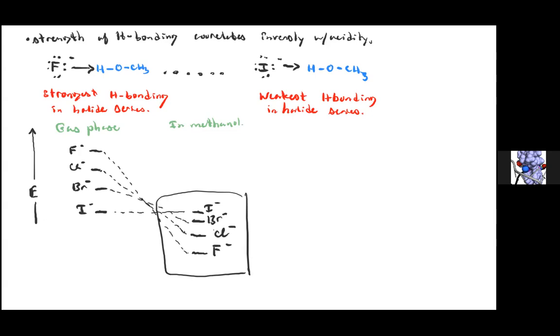For iodide, iodide doesn't really care about H bonding. It doesn't cost that much to break up those H bonding interactions. And so you can very readily have I minus attacking the substrate without any sort of energetic penalty.